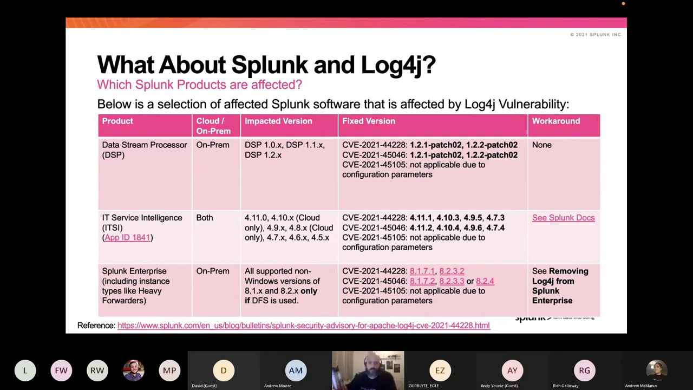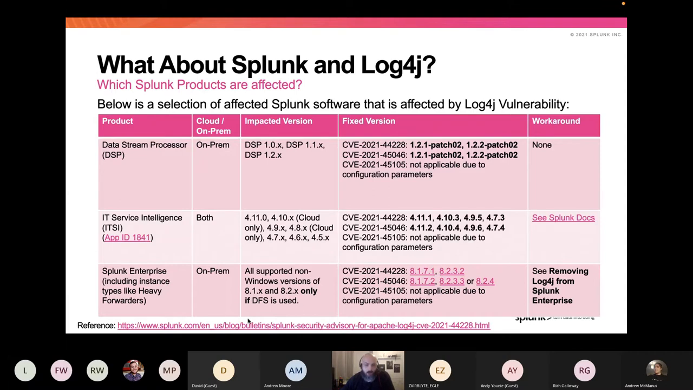And then also Splunk Enterprise, including heavy forwarders, excuse me. All non-Windows versions of 8.1 and 8.2, but only if DFS was used. I don't know how many people have heard of or use DFS at the moment. I think you have to be quite a large organization with multiple Splunk instances for that federated search to really be something you would use, and it was only when you were using that that you were actually affected. Again, there was a document that provides the steps required for removing Log4j from Splunk Enterprise, but as it highlights, it's only if DFS is enabled or used on the platform that this was a problem.